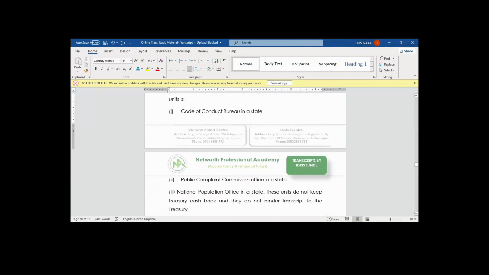Another example of non-self-accounting units: the Public Complaints Commission office in every state, and the National Population Commission office in every state. They are non-self-accounting units. Non-self-accounting units don't prepare transcripts because they don't have an accountant. They don't have accounting staff. They don't have an internal audit department.